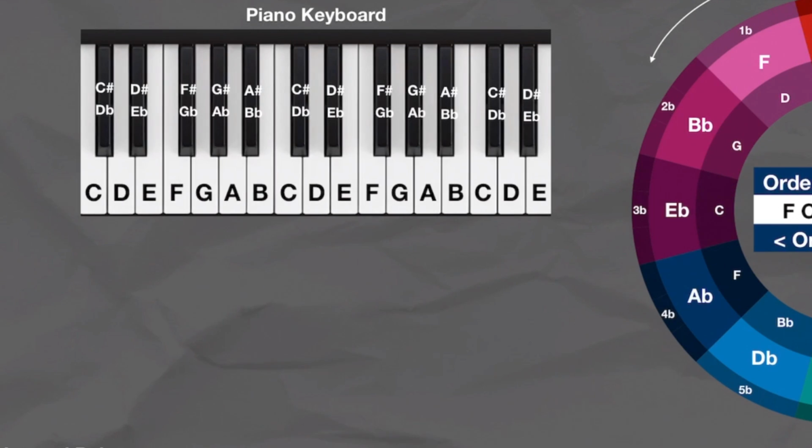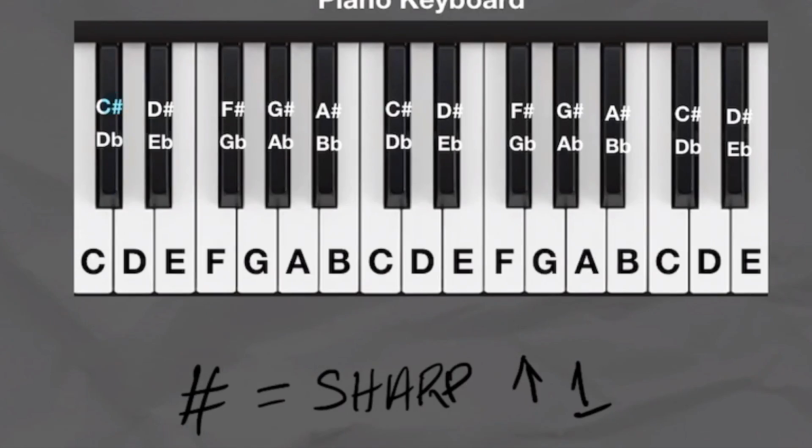Okay, now the hashtag looking symbol is what we call a sharp. Okay, and when you see a sharp, it's telling you to raise the pitch of that note by 1. Okay, so if you look up here, we have a C sharp. That's telling us to find the note C and raise it by 1 pitch to this black note. And that's how we get C sharp.